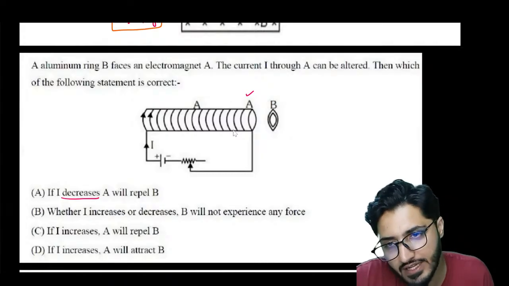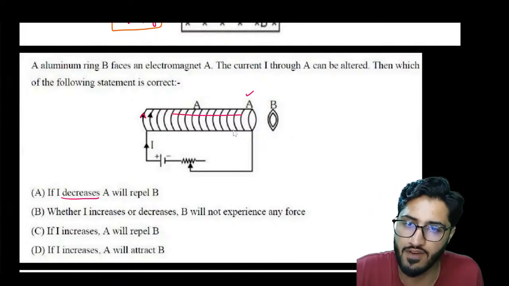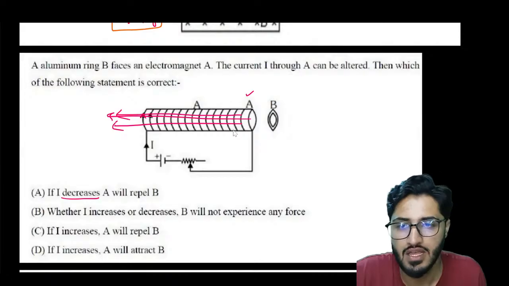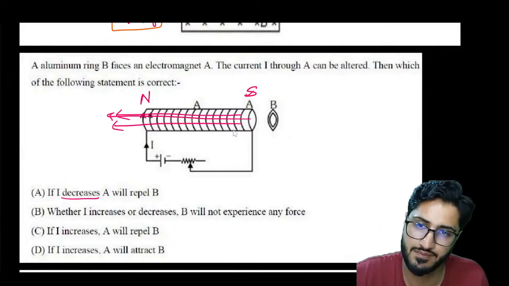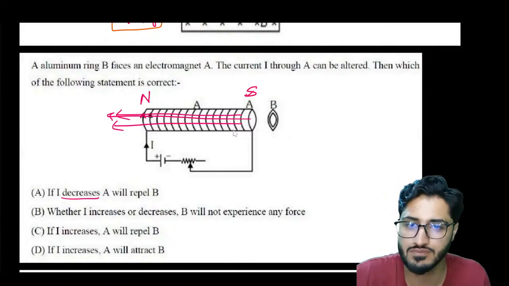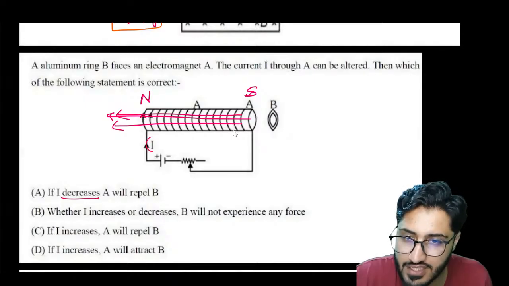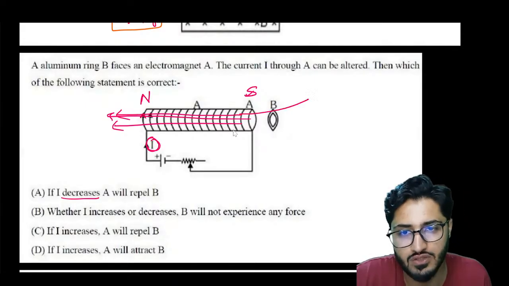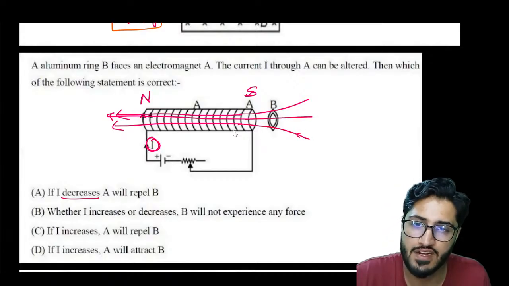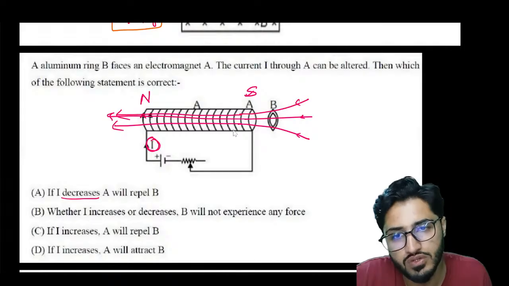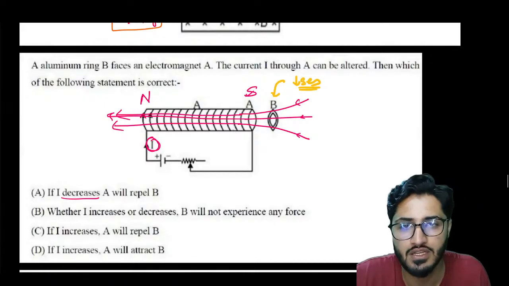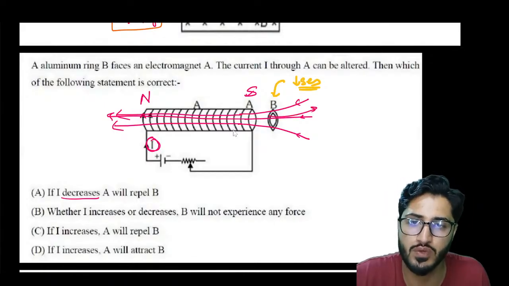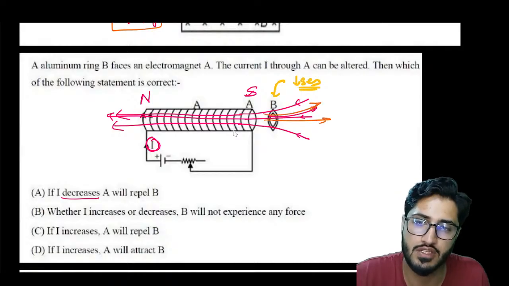Look now, if current is going inwards, you can write the flux will be going in this way by your right hand. If flux is going out, we know that north pole is leaving, south pole is entering. We know it very well. Now, if this is increasing, through this loop it will try to decrease it. How decrease? It will go opposite to it, like this.